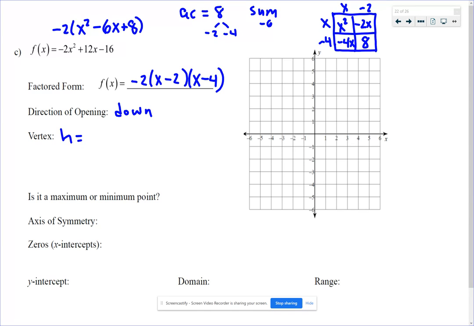There's a couple ways you can do it. If you want, you could put your intercepts on the graph and then find what's halfway in between, or you can do the negative b over 2a. I don't care which, right? Maybe we'll do that halfway thing again.